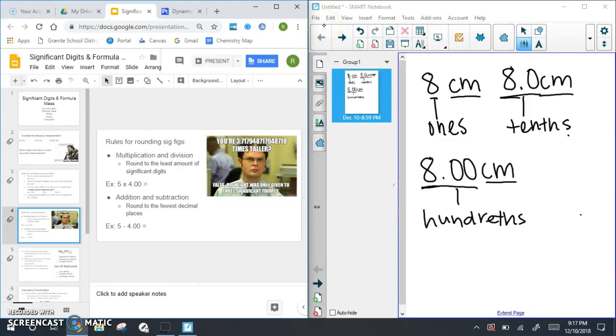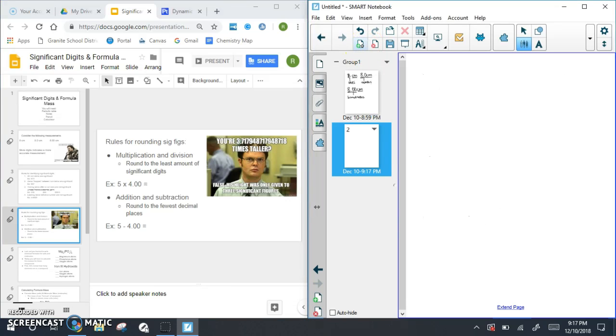And actually, let me come out of this so we can get a look at that. So 5 times 4.00, we know that equals 20, but how many sig figs is this supposed to have? You have to look at what you started out with and see how many sig figs these numbers had. So look at 5, how many sig figs are there? Well, there's only one non-zero, so we have 1 sig fig.